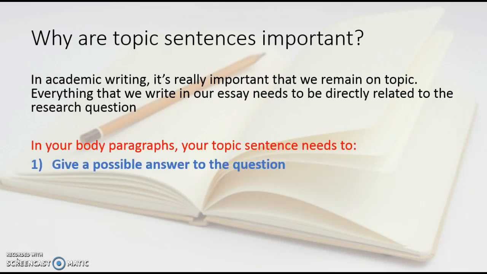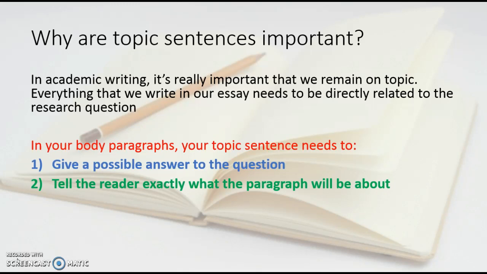In our body paragraphs, our topic sentence needs to give a possible answer to the question. So if it's to what extent does something cause this, then the topic sentence must state the cause clearly at the beginning. If we're talking about similarities or differences, we say the first difference is, or the first similarity is, and then we clearly state what that difference or similarity is. Then we must tell the reader exactly what the paragraph will be about. So it must give a possible answer to the question, but also tell us exactly what the topic is.